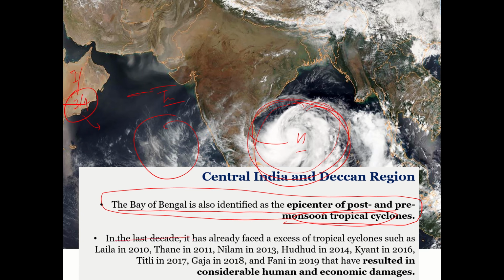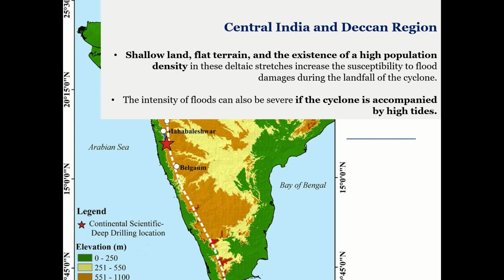In the last decades, it has already faced excess tropical cyclones, such as a number of cyclones in 2010, 11, 13, 2019, and so forth, and it has caused a lot of damage in terms of property and loss of life as well.